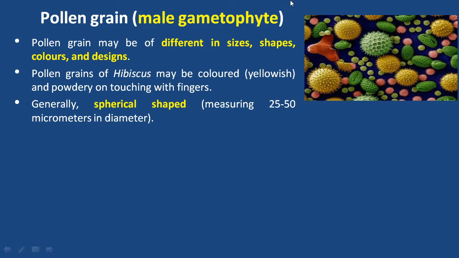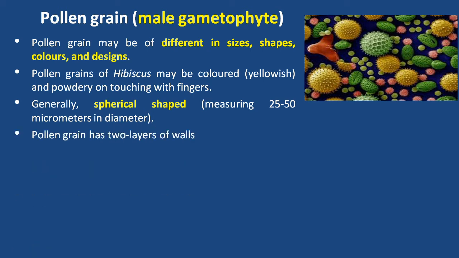Usually pollen grains are spherical in structure, measuring about 25 to 50 micrometers in diameter. So here the majority of the pollen grains shown in this picture are spherically shaped. So spherically shaped pollen grains have a size of about 25 to 50 micrometers in diameter.